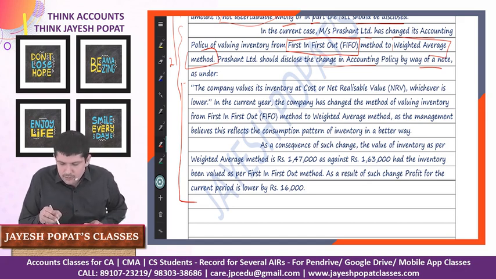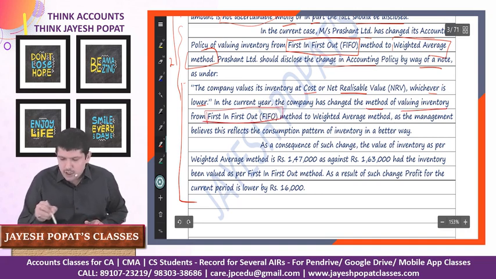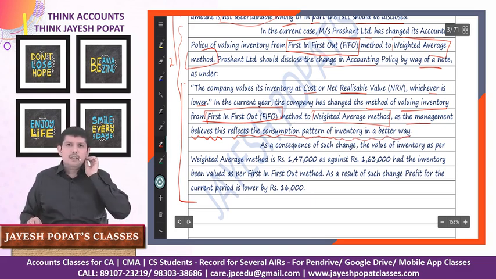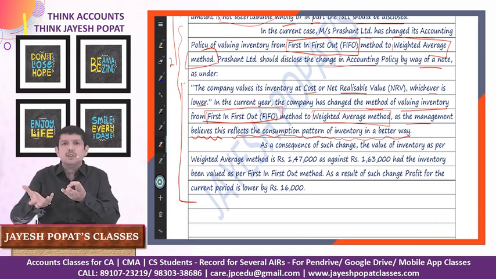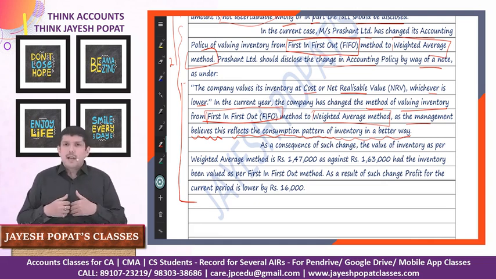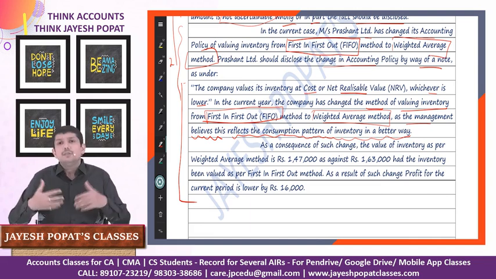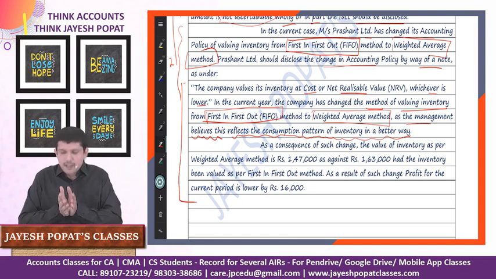The company values its inventory at cost or net realizable value, whichever is lower. In the current year, the company has changed the method of valuing inventory from first in, first out to the weighted average method, as the management believes this reflects the consumption pattern of inventory in a better way. Because there are three circumstances in which you could change: change in statute, change in accounting standard, or on the basis of management. So there is no change in statute or accounting standard. So this is on the basis of management's belief that if the inventory is valued via weighted average, it will disclose the consumption pattern of the inventory in a much better way.